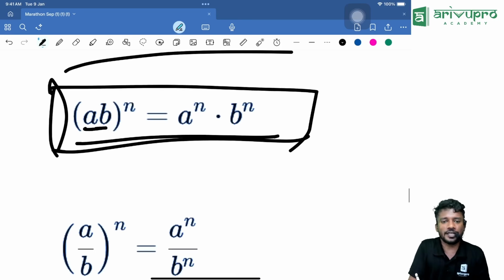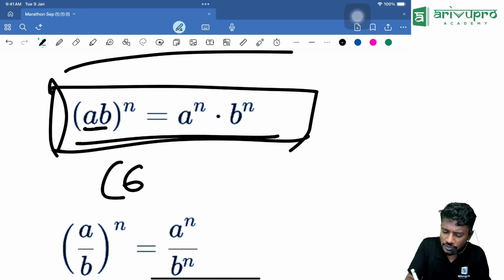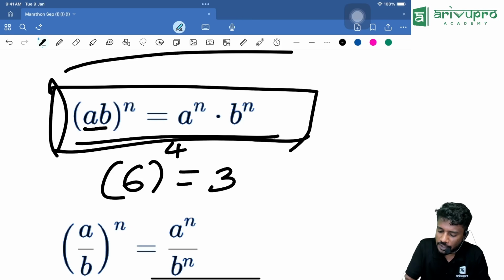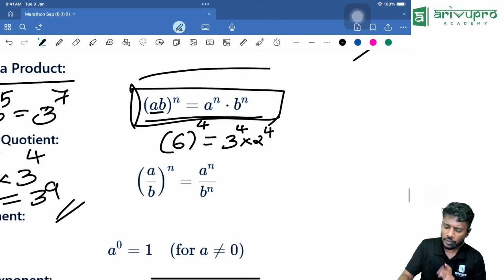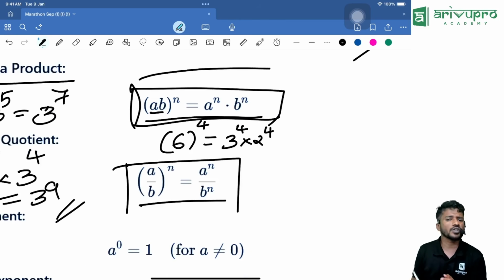AB raised to n. Can I write it as 6 raised to 4? Can I write it as 3 raised to 4 into 2 raised to 4? Yes. Is that correct? Yes. We are splitting the base. That's all. Now, similarly, we can use it for quotient also.